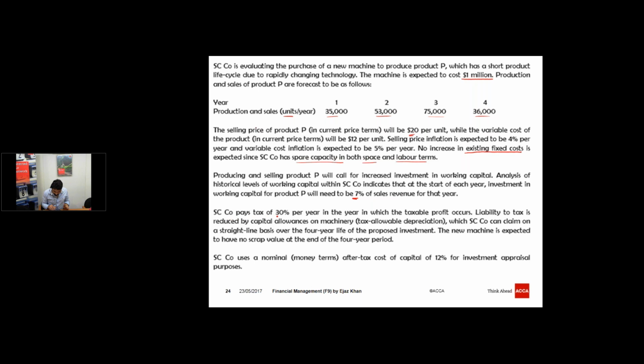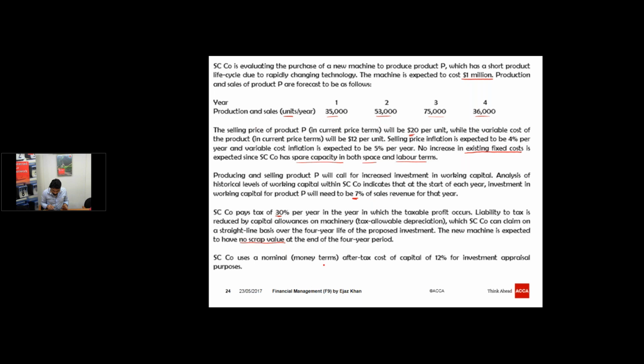SC company pays tax of 30% per year in the year in which the taxable profits occur. Liability to tax is reduced by capital allowances on machinery. That's tax allowable depreciation, which SC can claim on a straight line basis over the 4-year life of the proposed investment. The new machine is expected to have no scrap value at the end of the 4-year period. So there will be no scrap value.